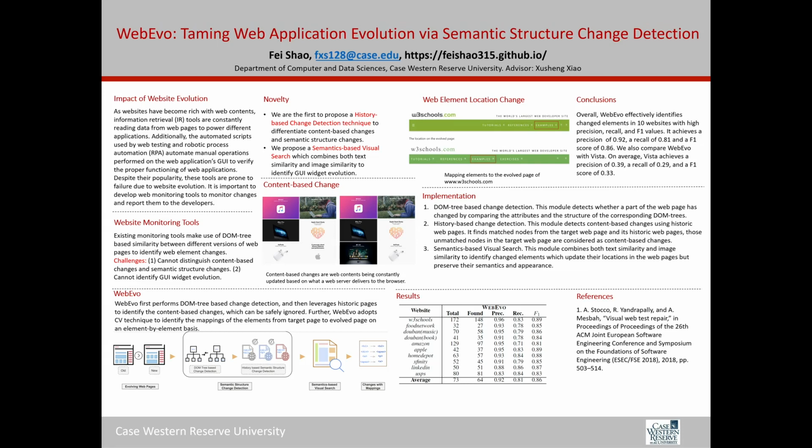Content-based changes are web contents being constantly updated based on what a web server delivers to the browser. These types of changes usually do not cause task failures, as RPA tools typically locate these contents using their parent elements, which remain unchanged and thus can be ignored.